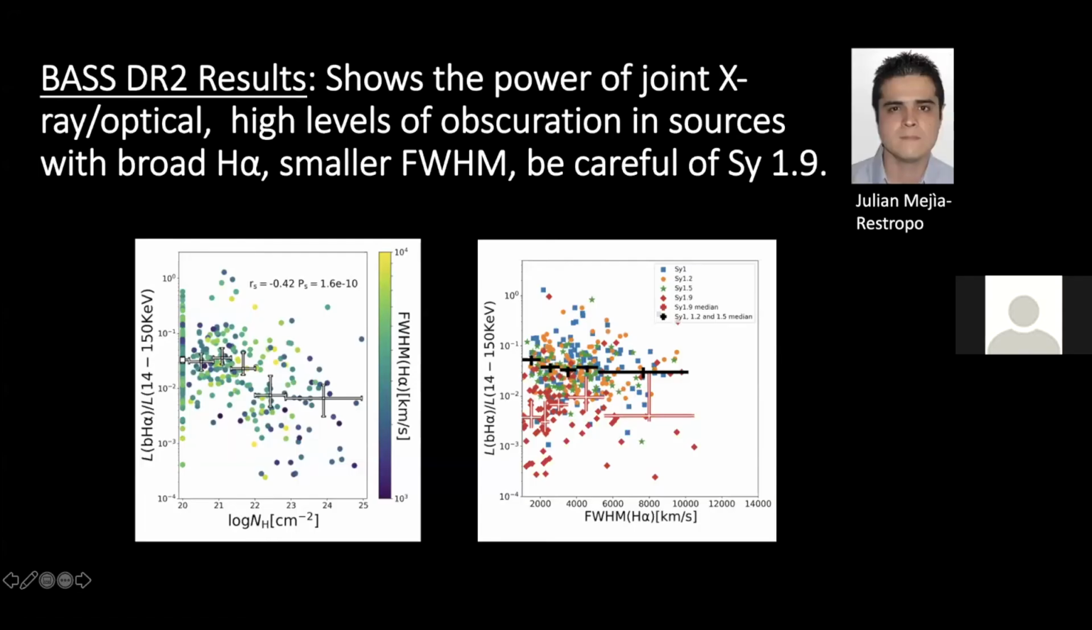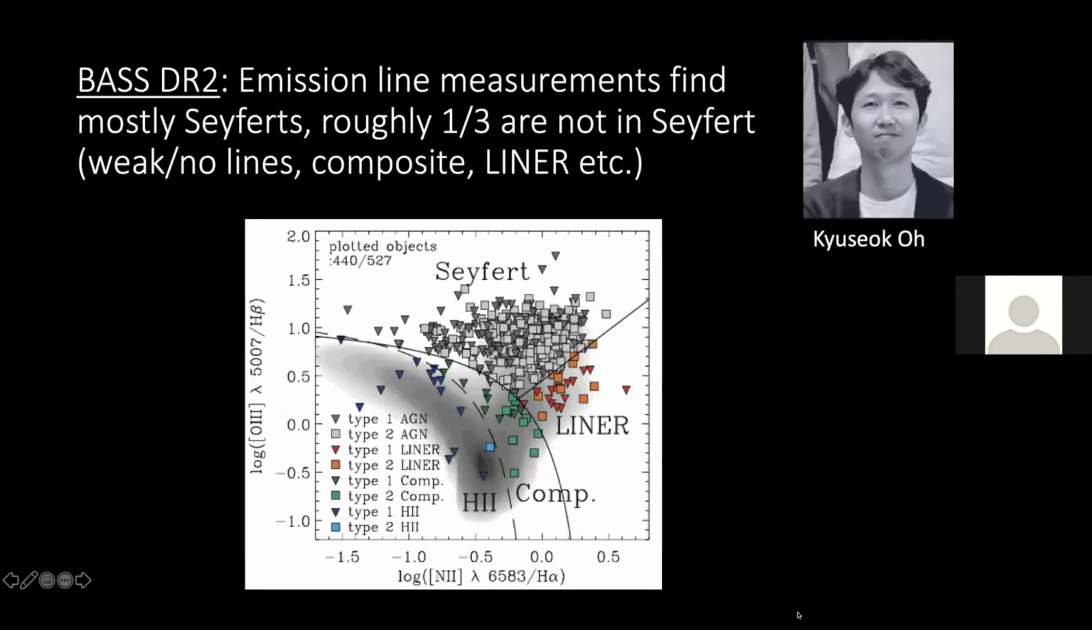Basically, we have to be careful of Seyfert 1.9s because we have some X-ray obscuration. And so you can get around this with the near-infrared spectra. You can get around it with measurements of the NH, giving you an idea of whether you're underestimating the broad H alpha.